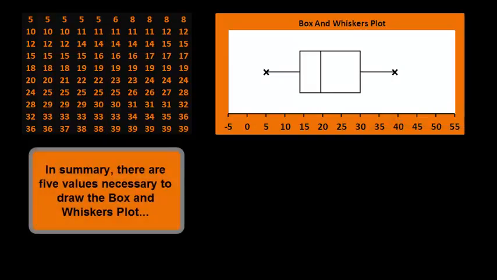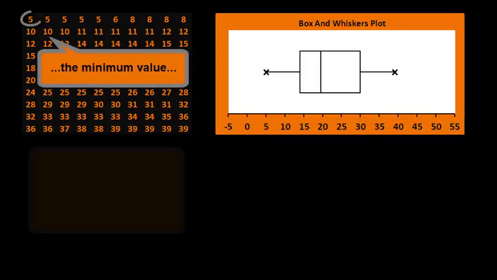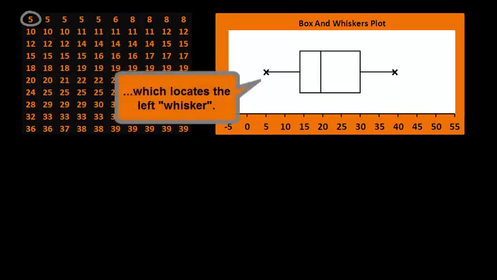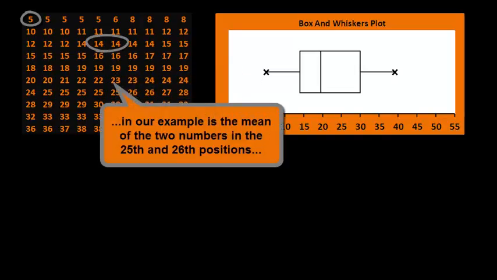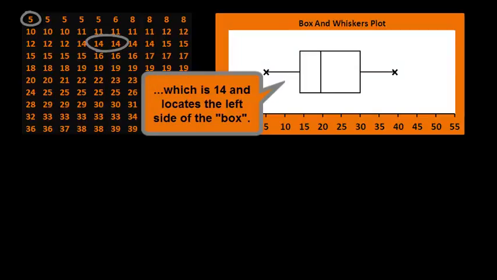In summary, there are 5 values necessary to draw the box and whiskers plot. The minimum value, which locates the left whisker. The second value required is the first quartile. In our example, it is the mean of the two numbers in the 25th and 26th positions, which is 14 and locates the left side of the box.